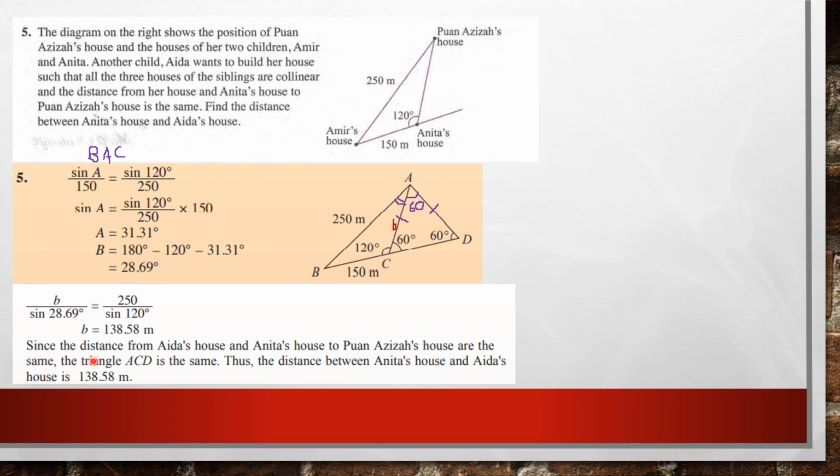Since the distances from Aida's house and Anita's house to Puan Aziza's house are the same, triangle ACD is equilateral. Thus, the distance between Anita's house and Aida's house is 138.58.